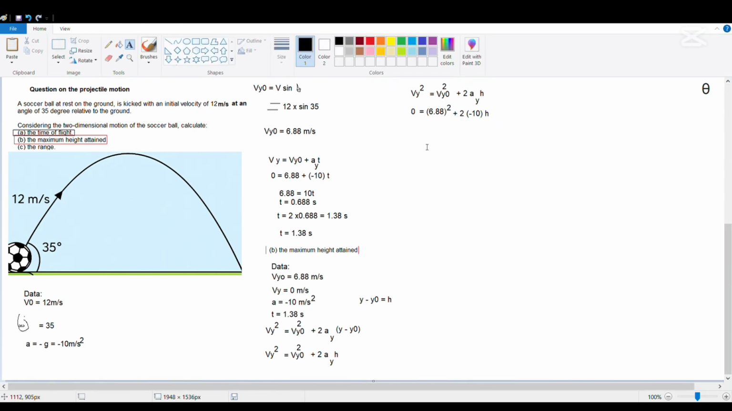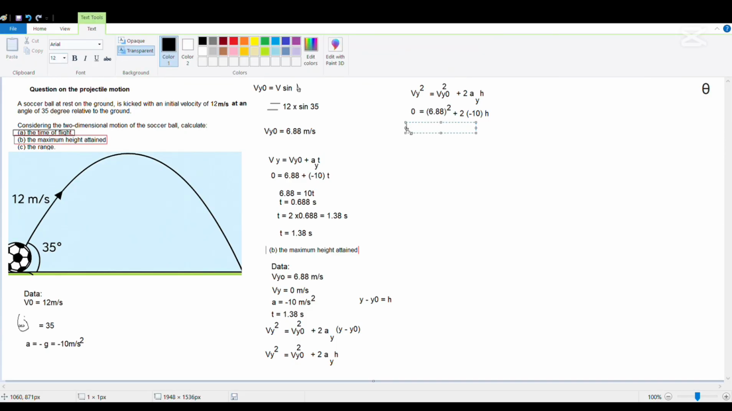If I use my calculator, 6.88 squared is equal to 47.33. So 0 equals 47.33 minus 20h. I write 47.33 is equal to 20h, and h is equal to 47.33 divided by 20.